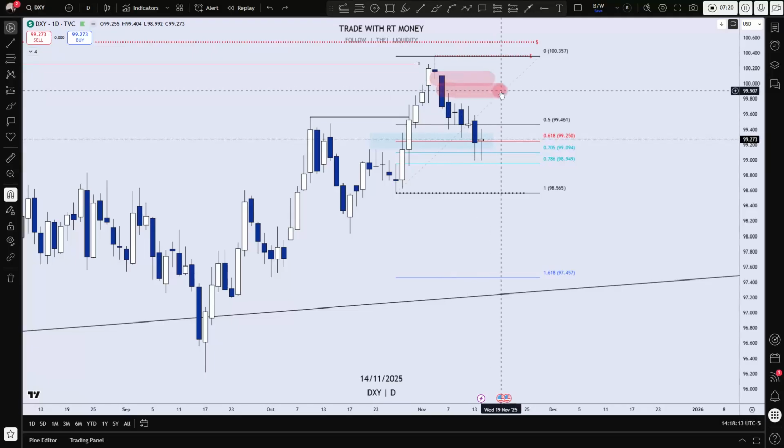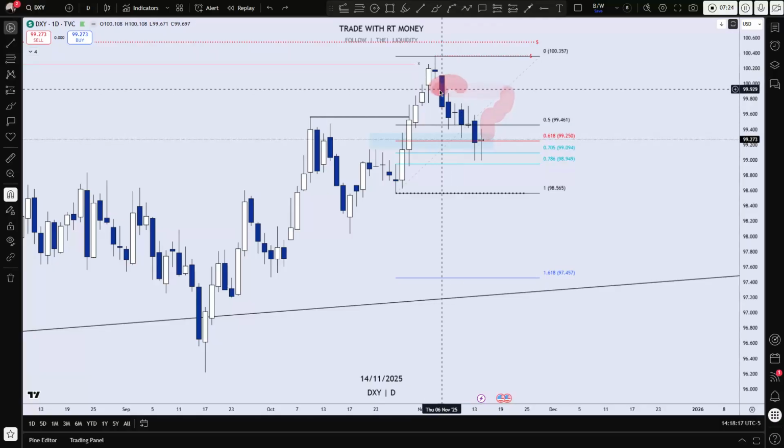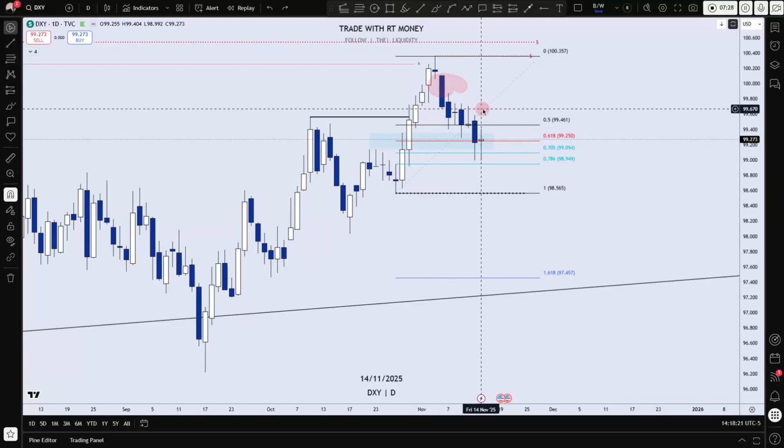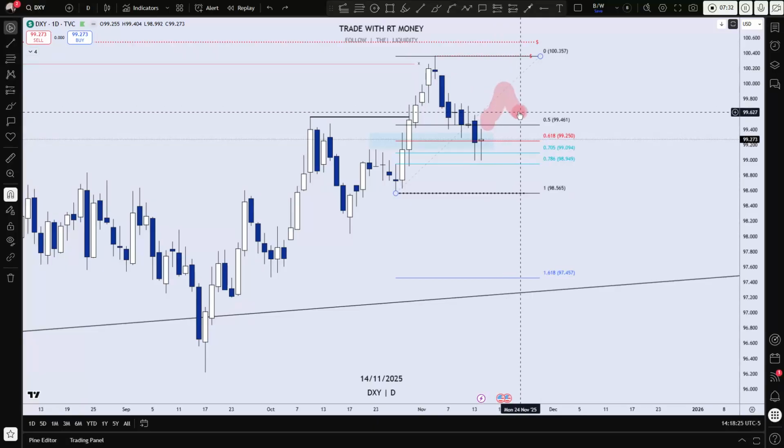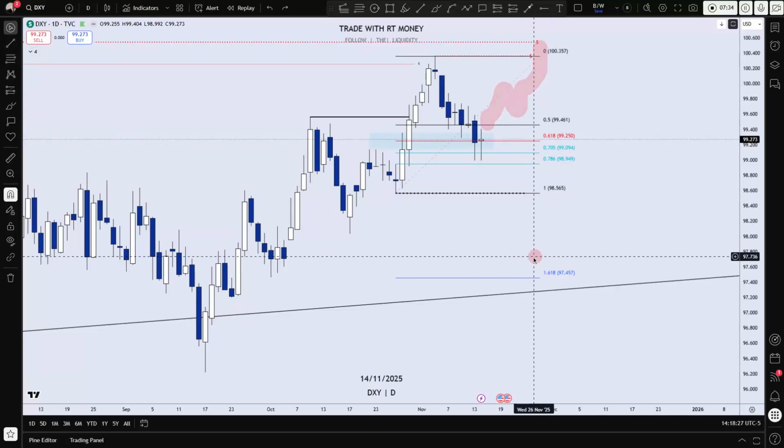I'll be targeting that fair value gap here because I believe this older fair value gap will act as a speed bump. We go up into it, see a pullback from it, and then a continuation is what I'm looking for.